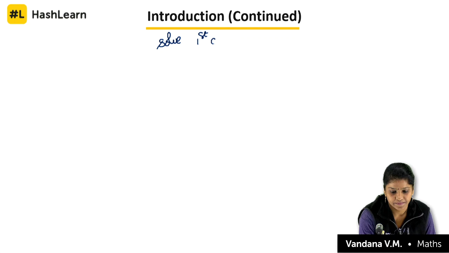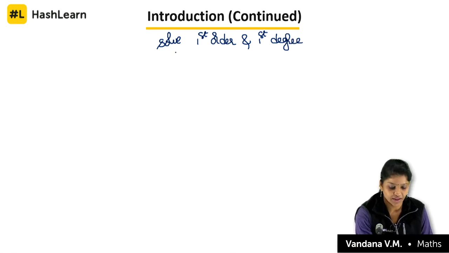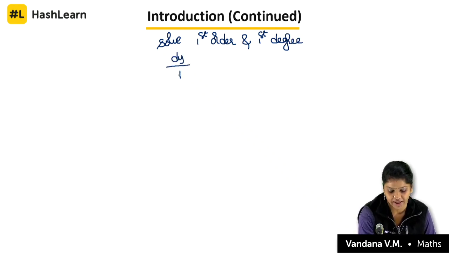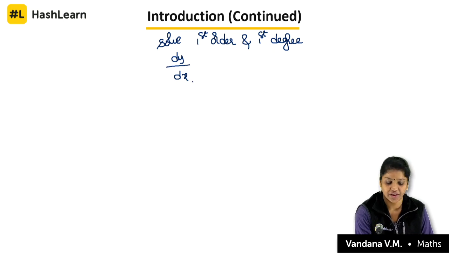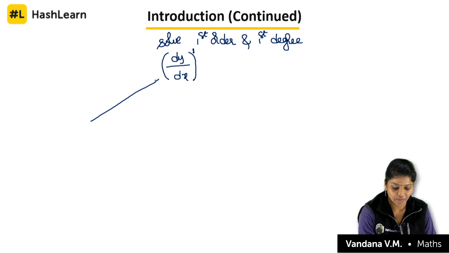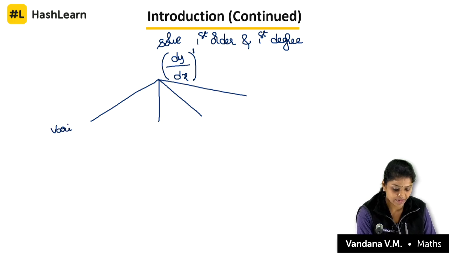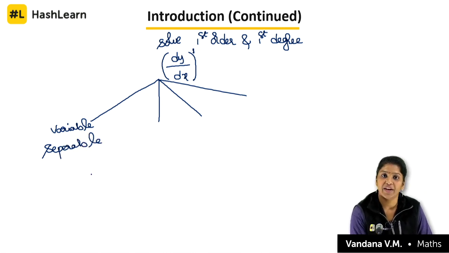first order and first degree differential equations, that is, which start with dy by dx. For this, order is 1 and degree is 1. How many methods are there to solve? We have 4 methods. One is variable separable, which means where we can separate the x terms separately.